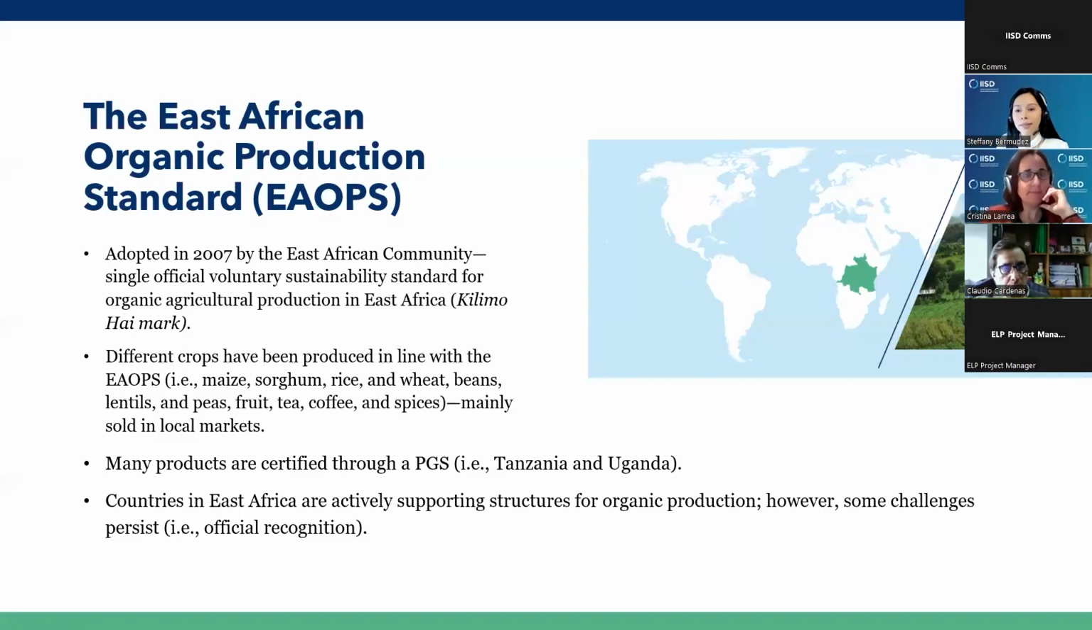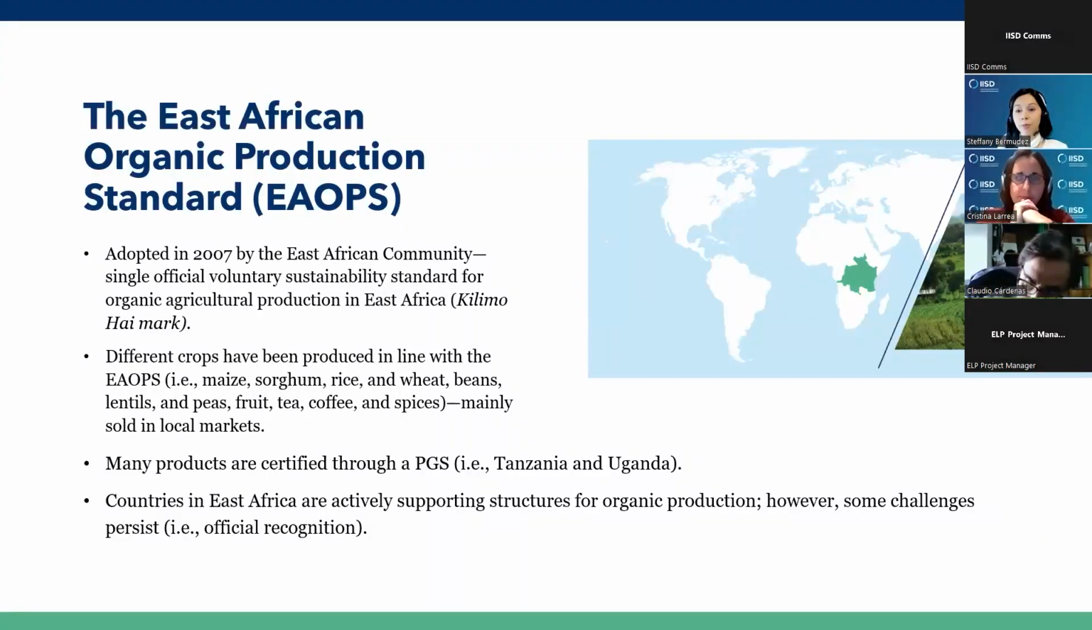Okay, so our next example is the IAOPS, the East African Organic Production Standard. This standard was adopted in 2007 by the East African Community. It was the second regional organic standard created in the world after the European Union, and it is the official standard for organic production in East Africa. So producers under the IAOPS can use the Kilimo mark to commercialize their products within the region.